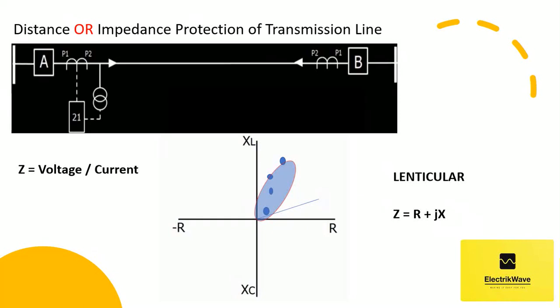As impedance is inversely proportional to current, increase in load current will reduce impedance value, and impedance may fall in protective zone area of relay characteristics, and gives trip command, and relay may maloperate. To avoid this scenario, lenticular characteristics is used.